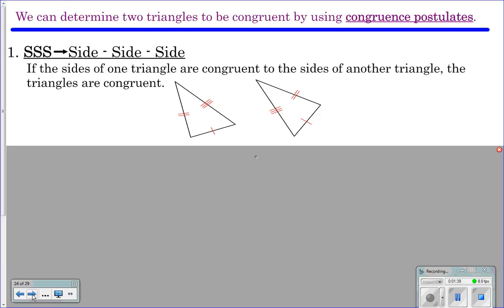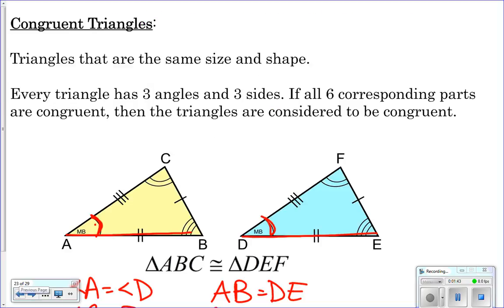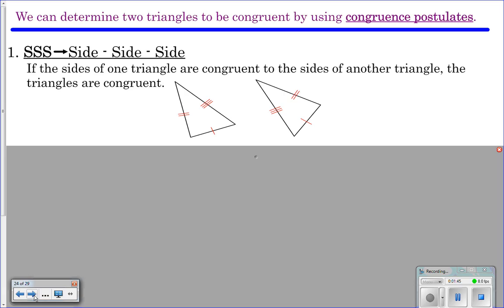We have a couple of rules because, like I was saying, sometimes we're not going to be given all 6 pieces of information, like all the angles and all the sides. So we're going to need to look at some rules that help us take a few shortcuts. It's saying we can determine 2 triangles to be congruent by using congruent postulates. It sounds kind of weird, postulates. Basically, all this means is just some rules that we can remember that help us do this a little bit easier. The first rule is called SSS, and SSS stands for side, side, side.